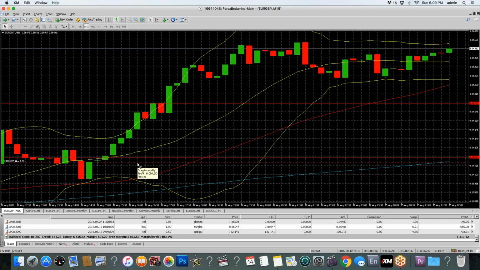So look, it says drag to modify, 0. My stop loss is there. See, now it's here, now it's there. Now it's on the exact same price that I bought it at. So at this point, I have absolutely nothing to lose.